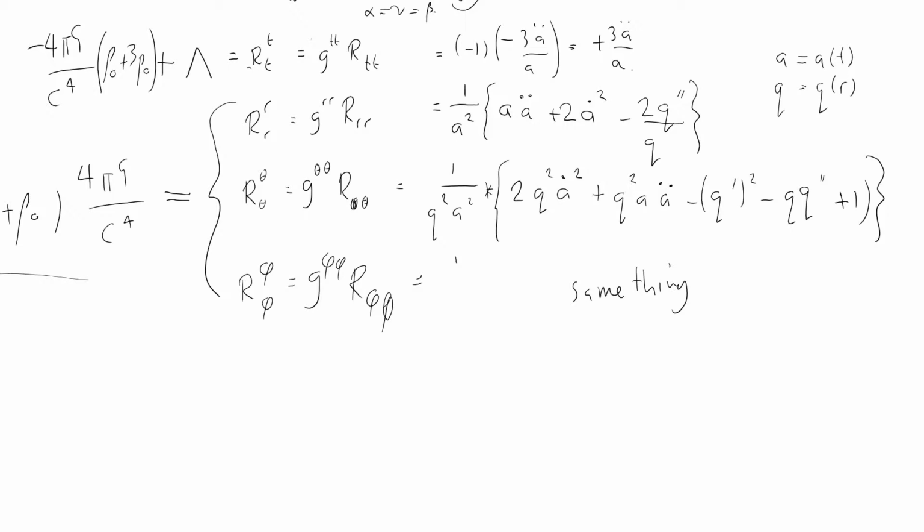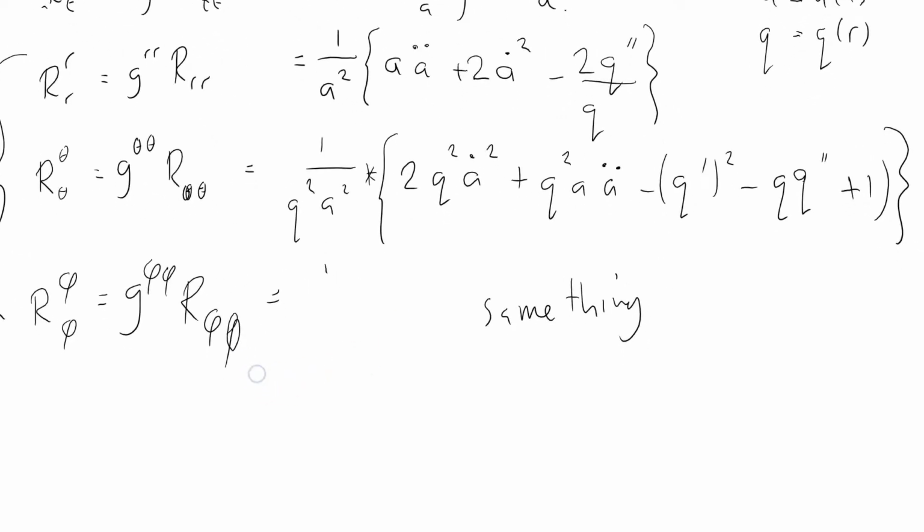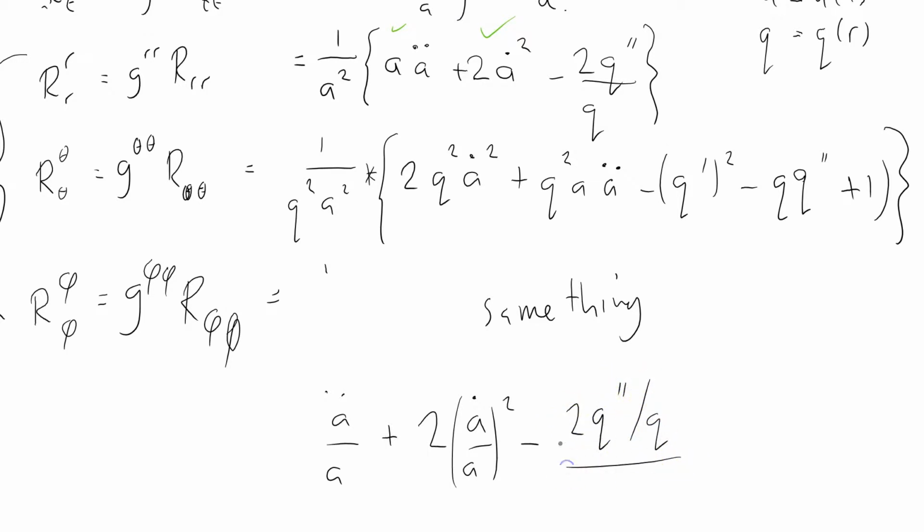So the first one is, let me just pinch in a little bit here. This is a double dot over a for that one there, plus 2 a dot over a all squared for that. Actually, I should tick them off as I write them. Done, done. Minus 2 q double dash upon q over a squared equals, shall I do it on the left or the right? I'll do it on the right.